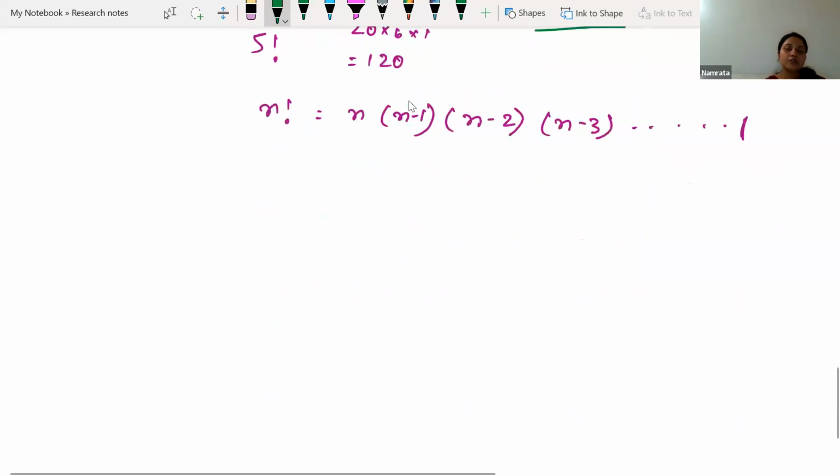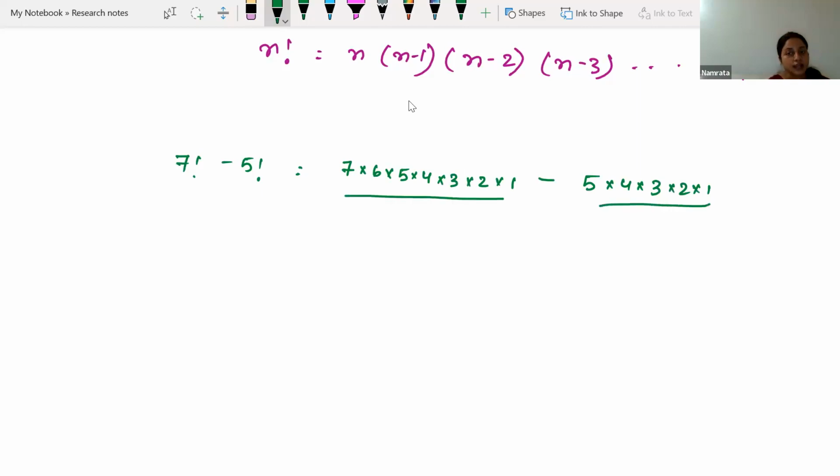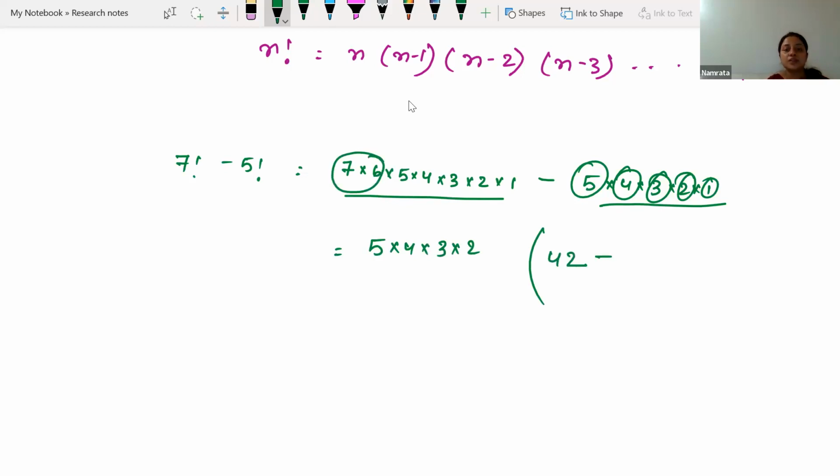Yes, ma'am. If we have to find 7 factorial minus 5 factorial, let's do the calculation. 7 factorial means 7 into 6 into 5 into 4 into 3 into 2 into 1. And 5 factorial means 5 into 4 into 3 into 2 into 1. Now, either we can calculate each one and then do the subtraction. That is one way. Or another way is, here we can take out the common factor. So see, 5, 4, 3, 2, 1. 1, let's leave it. 1 means nothing. So 5, 4, 3, 2 is common. Can I take it out as common? Yes, ma'am. And write the remaining, that is 6, 7 times 42 minus 1.